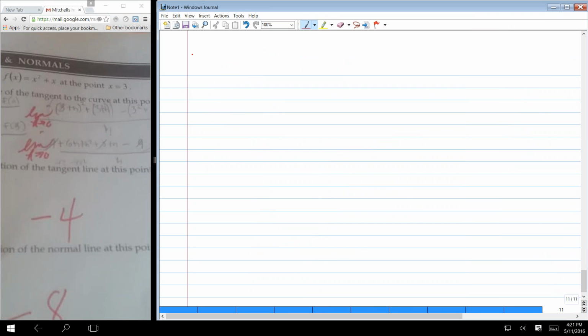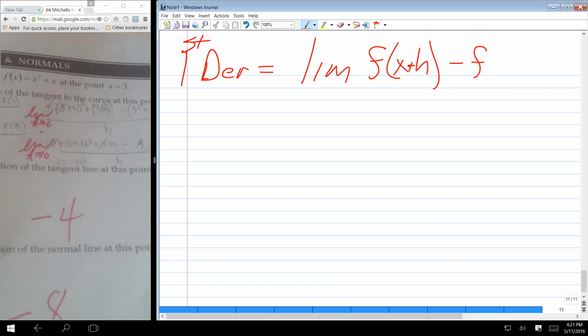There's a couple of formulas for the first derivative. Okay? This is the main one. f prime of x equals the limit of f of x plus h minus f of x. That's the rise. The run is x plus h minus x, which turns out to be just h. It's still rise over run, but we're doing it as h approaches 0.